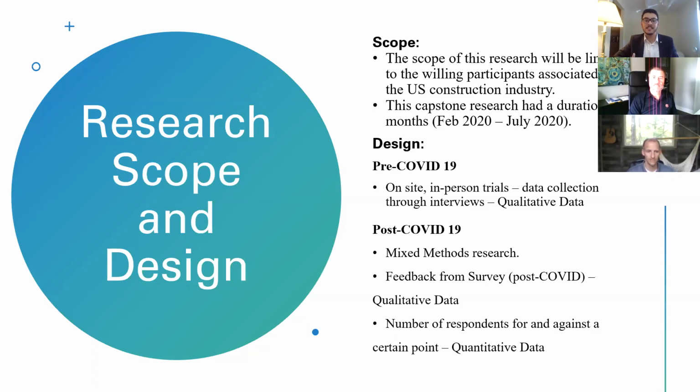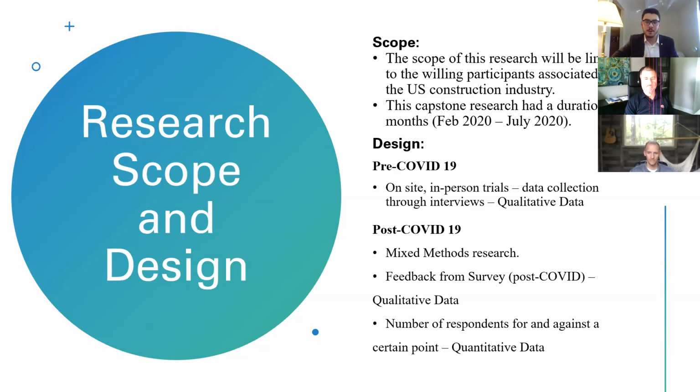So pre-COVID-19, we had an initial design, and that initial design was that we would take this robot that we have modified and automated, we would take it to actual construction sites, and we would conduct in-person trials on actual running construction sites. And once that's done, we would collect data through interviews from, say, the superintendent, from field personnel, to get qualitative data. So initially it was just qualitative research for industry validation.